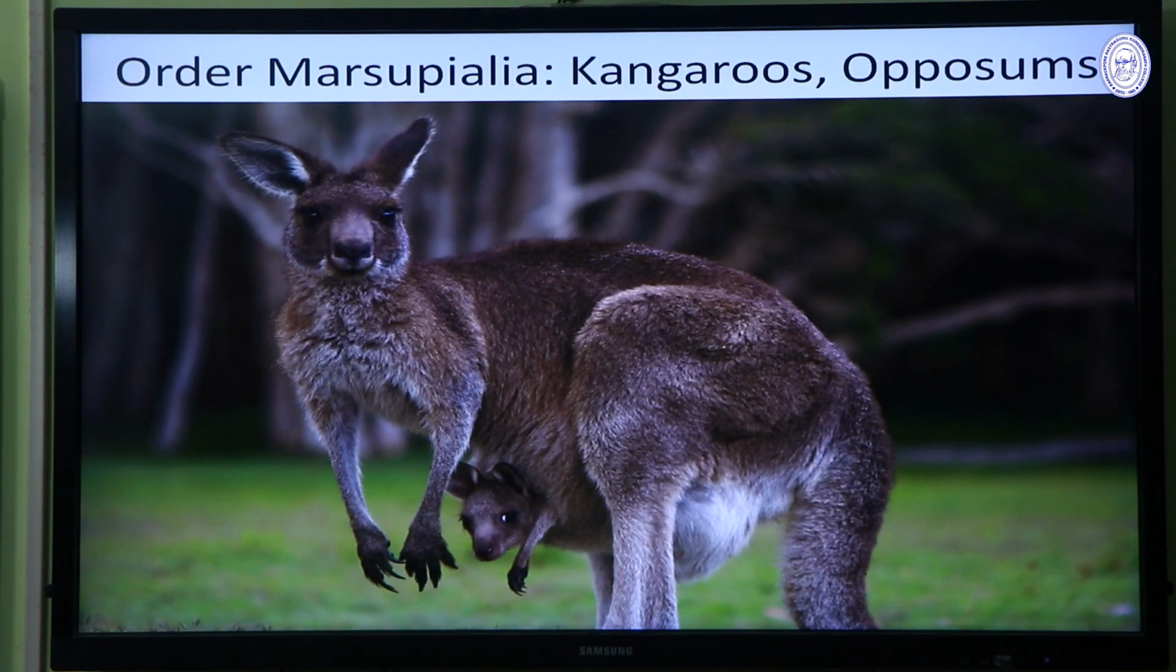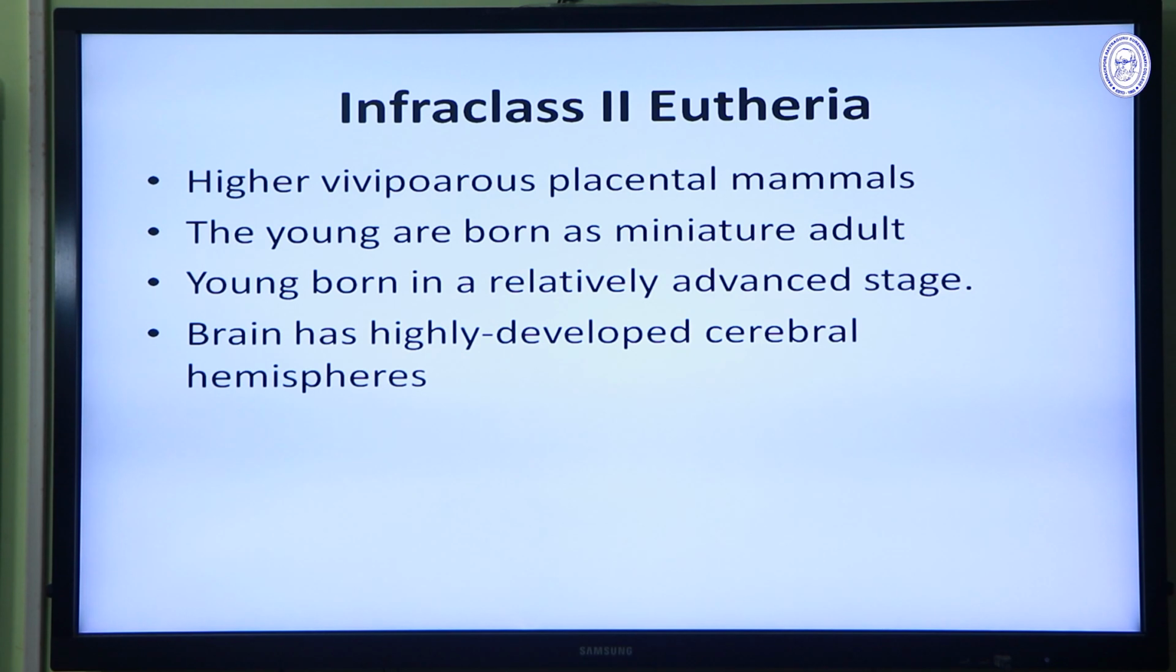This is a picture of marsupialia. You can see the babies are protected inside the pouch of the mother, called the marsupium. There they are nourished and transported. The next infraclass is Eutheria, the true placental animals. These young are born as miniature adults. They are born at a relatively advanced stage, so they do not need prolonged nourishment or protection from the mother. Their brain is highly developed, especially the cerebral hemisphere part.